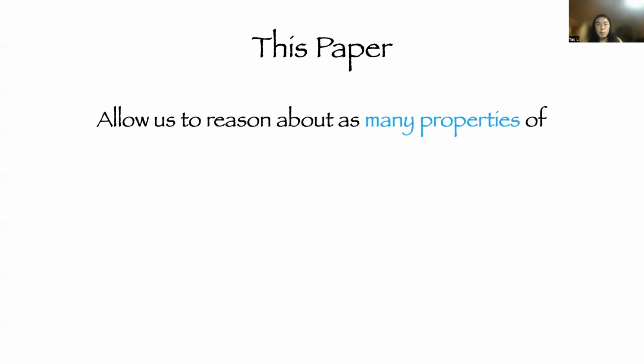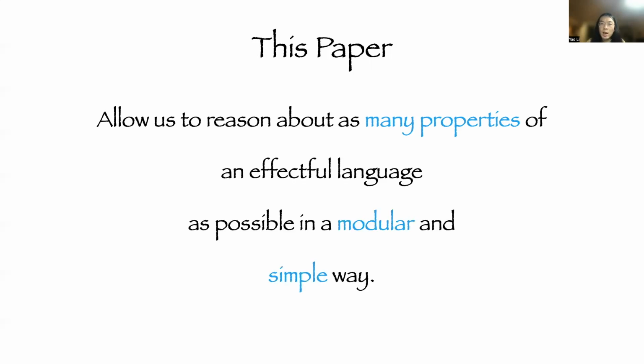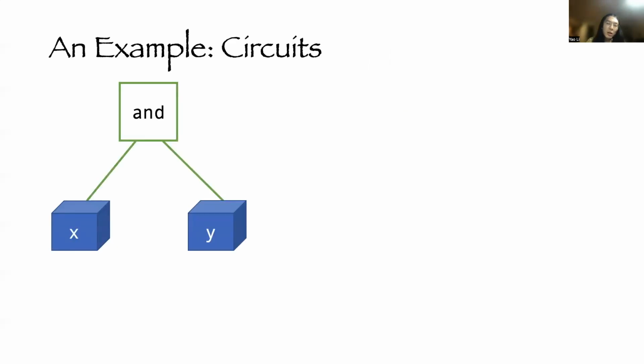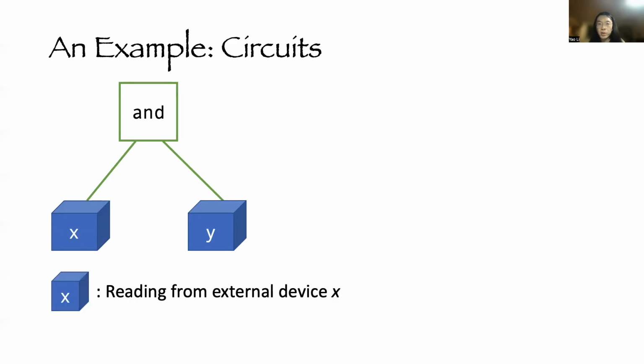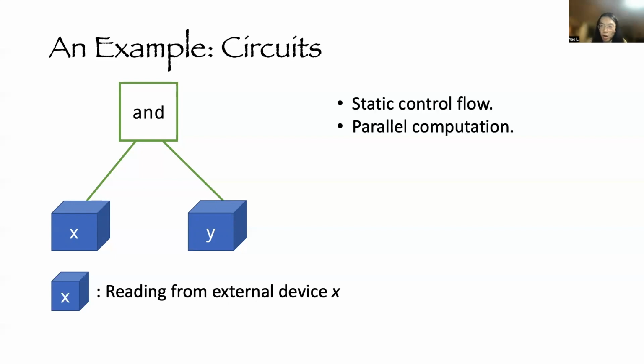In other words, we aim to find a way that allows us to reason about as many properties of an effectful program as possible in a modular and simple way. Let's start with an example. Consider a circuit that can read from some external devices. In the circuit we show on the screen, we read from two external devices, X and Y, or just one device if they point to the same device, and join the values read from them with an AND gate. This circuit has a static control flow and it runs in parallel.